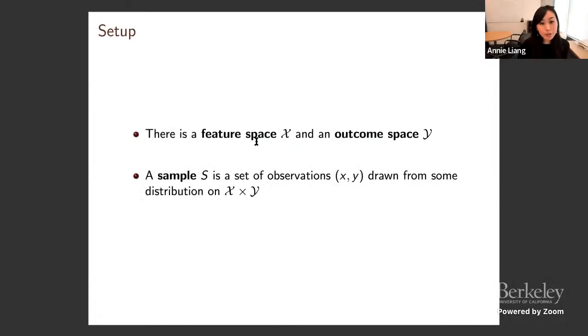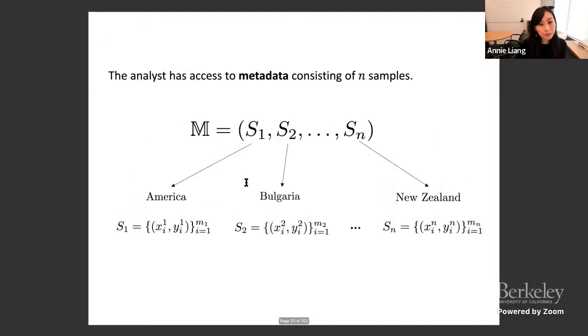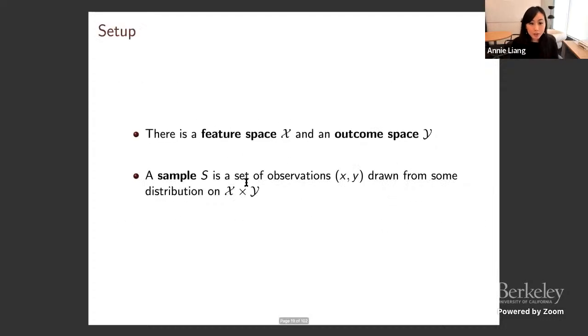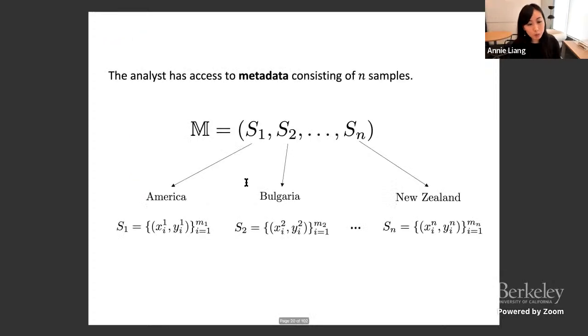As usual, there's going to be a feature space X and an outcome space Y. As usual, a sample is going to mean a set of observations, (x, y), drawn from some distribution on this space. Now, departing from the usual statistical learning framework, we're going to suppose that the analyst has access to metadata consisting of n samples. For example, these might be an American data set, a Bulgarian data set, a New Zealand data set. Each sample, again, consists of these observations.